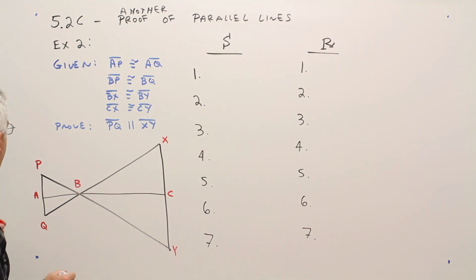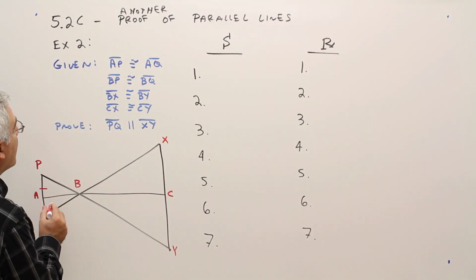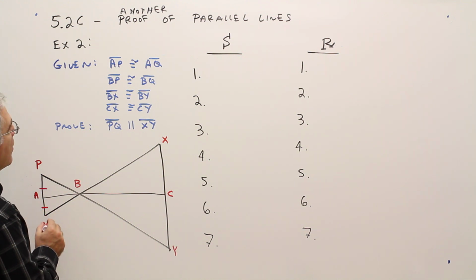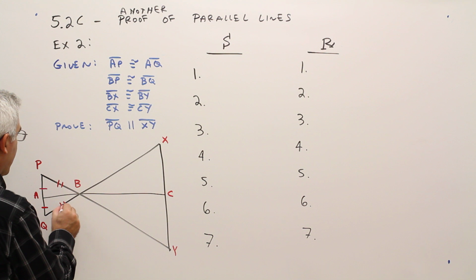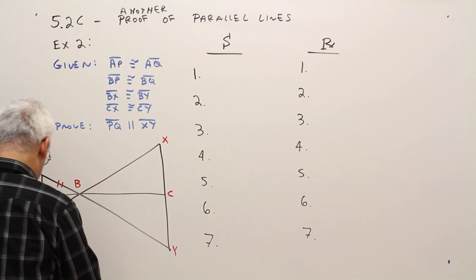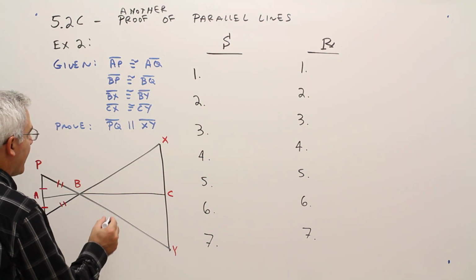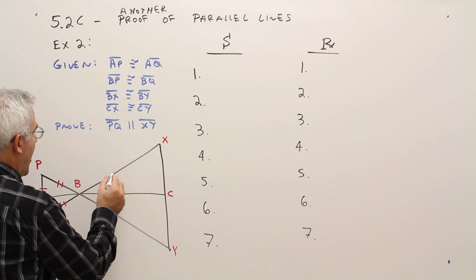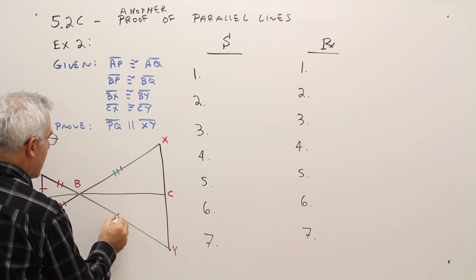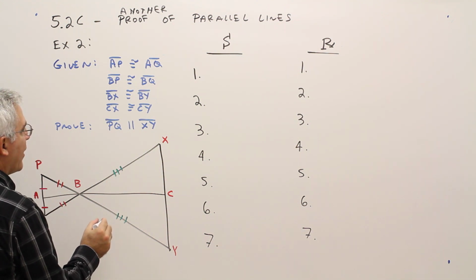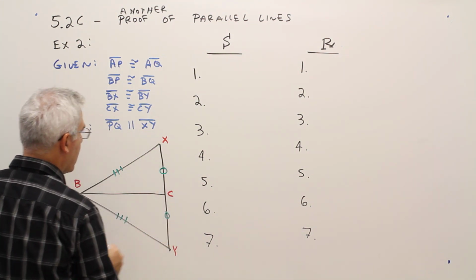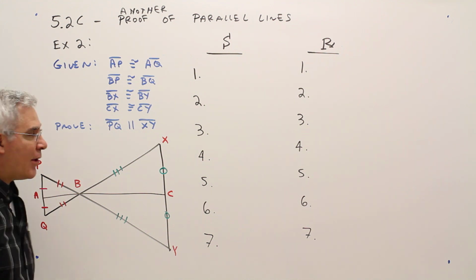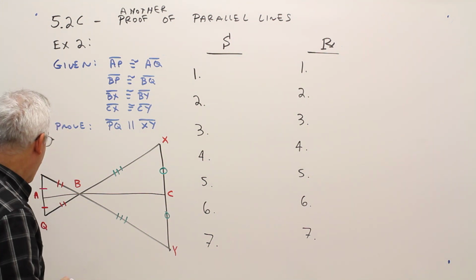Given that AP is congruent to AQ and BP is congruent to BQ and BX is congruent to BY and CX is congruent to CY. Prove that PQ is parallel to XY.